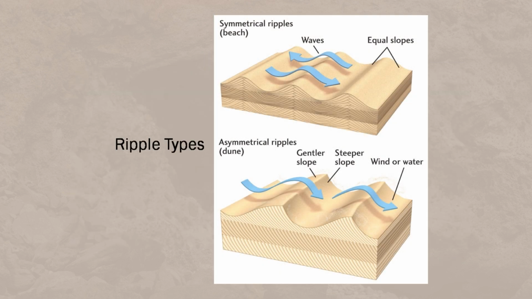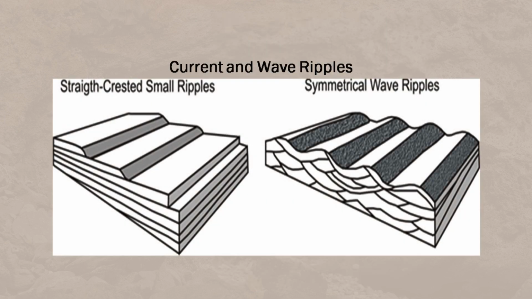The ripple type is also the same, once again explained by another diagram here. The symmetrical ripples are normally found on beaches, or asymmetrical ripples found in the dunes. Here again is another diagram to show the difference between current ripples and wave ripples. This is straight crested small ripple and symmetrical wave ripples.